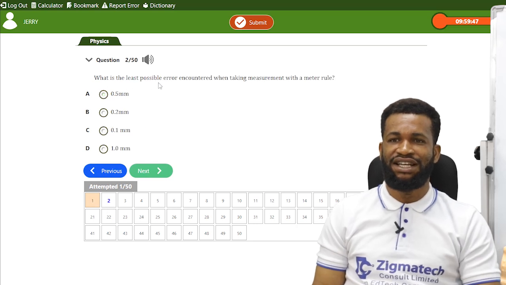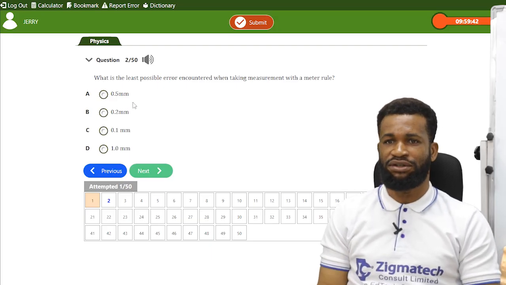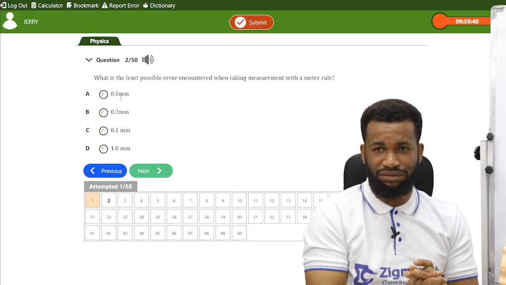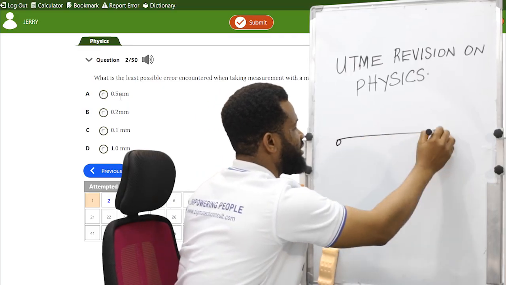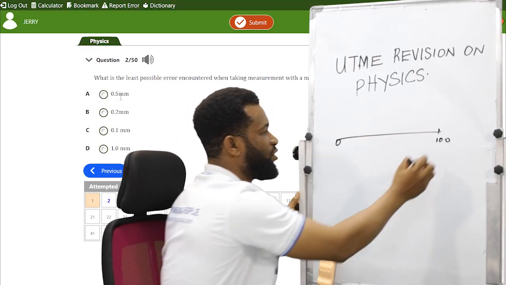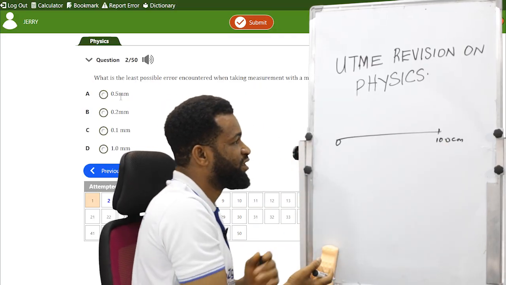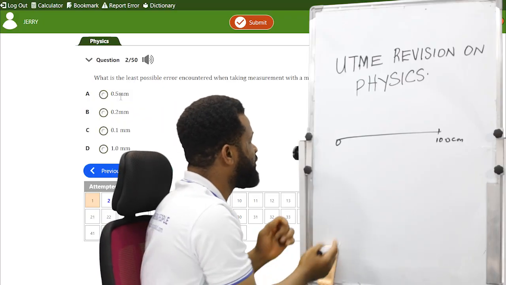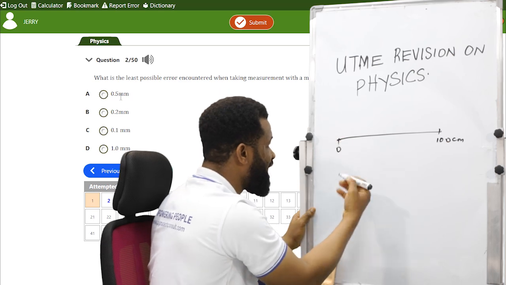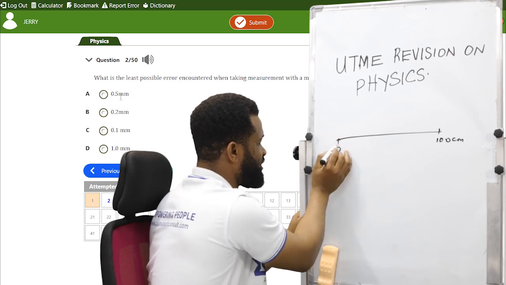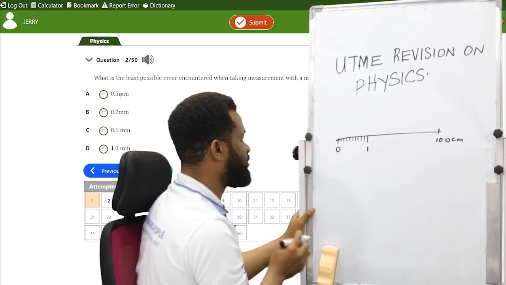It says, what is the least possible error encountered when taking measurement with a meter rule? So when you are using a meter rule, you know that a meter rule starts from 0 and extends to 100, in centimeters, and that is why we call it a meter rule, because 100 centimeters make one meter. Now, if this is the 0 point, then we have this 0, 1, 2, 3, 4, 5, 6, 7, 8, 9, 10. And this is 1, okay?